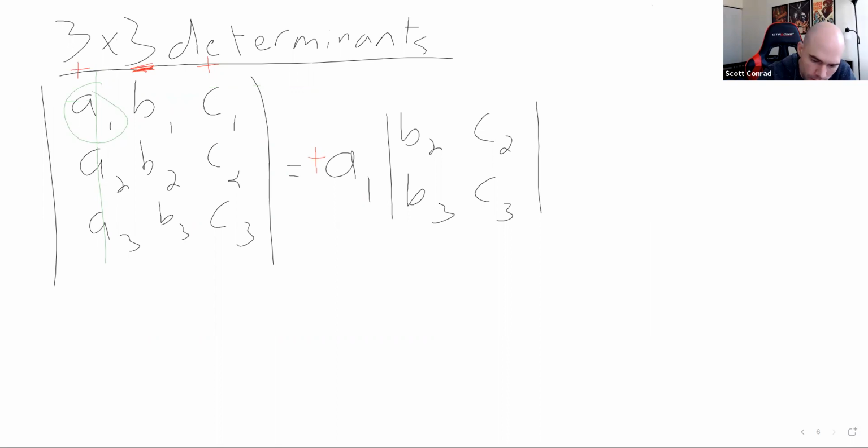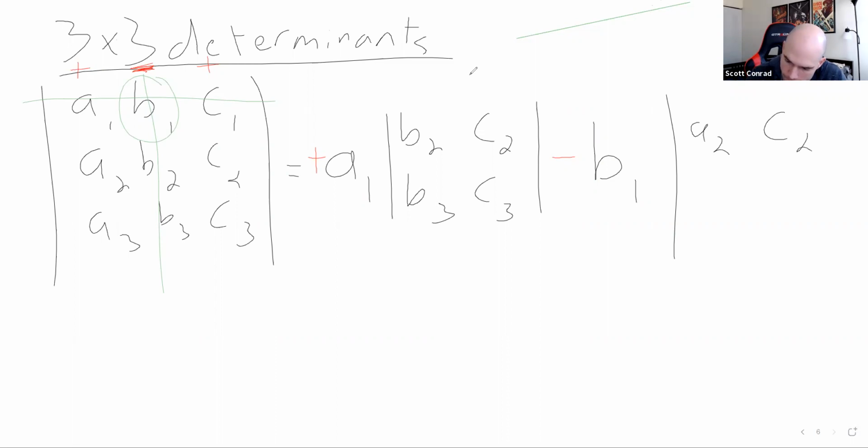Same process for the second entry, B1. It's negative, which is why we put the negative above it. You can't forget that or you're going to get the wrong answer. So minus B1, then cross out the row and column containing B1. You're left with a 2 by 2 array of numbers. Multiply by the determinant of that: A2, C2, A3, C3.